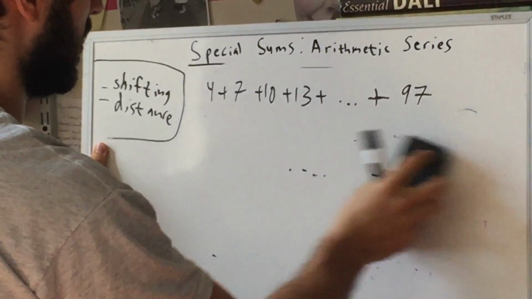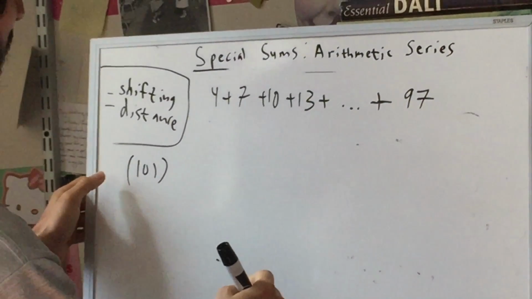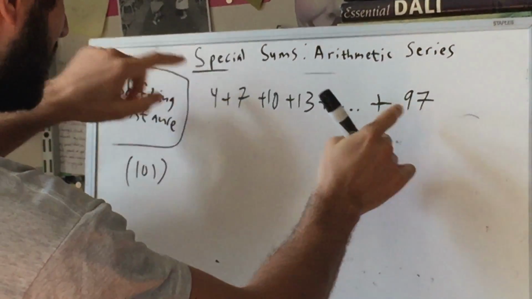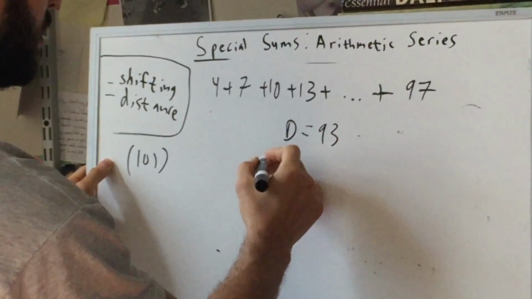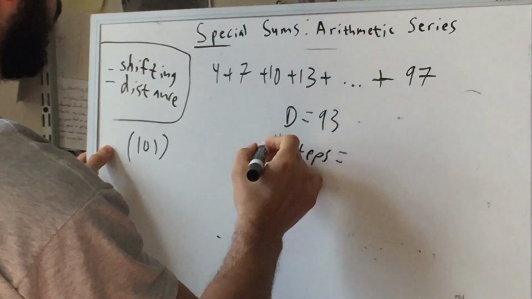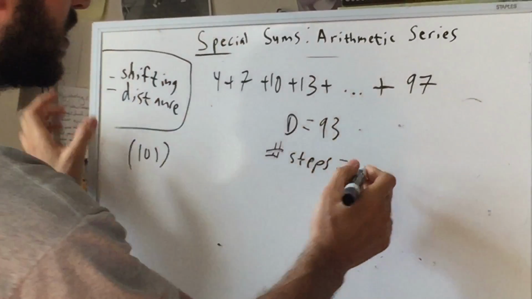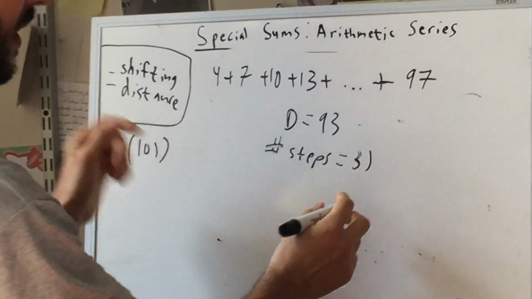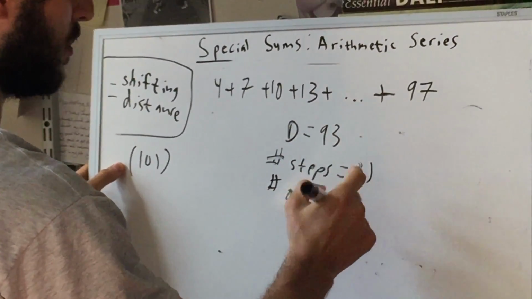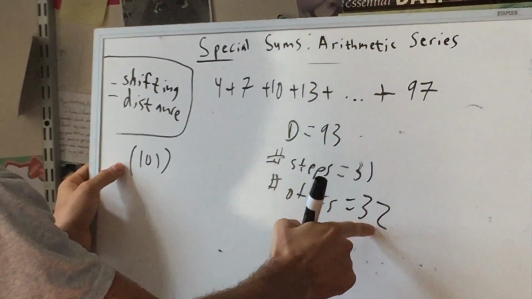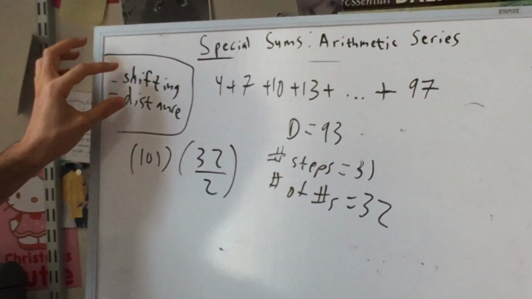So the distance method, again, the 101 stays the same for the sum per pair. We're going to see what's the distance from 4 to 97. So the distance is 93. What's the number of steps? The step size is 3, so we have to travel this in steps of 3, so that's 31 steps. But remember, you have to count the starting point. So the number of numbers is 1 more, so it's 32, just like we got before. So there's 32 over 2 pairs. So these work out to be the same thing.